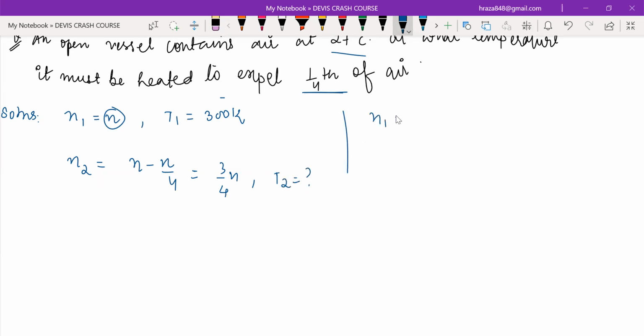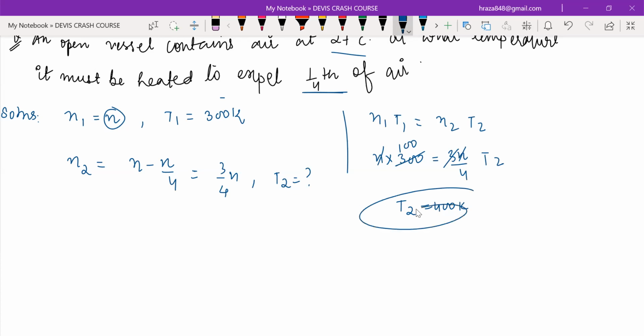I just told you our concept. So n1 is n, T1 is 300, n2 is 3n by 4. T2 is 400 Kelvin. Where you made the mistake: first, n2 is equal to n minus n by 4, which is 3n by 4. You took n2 equal to n by 4.